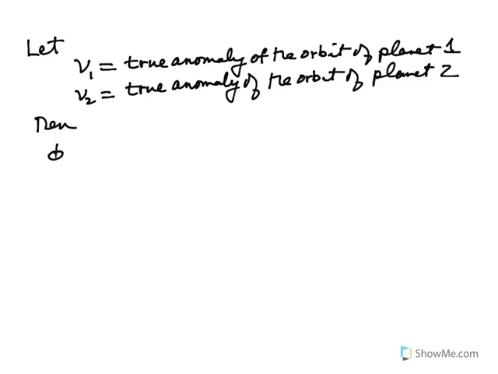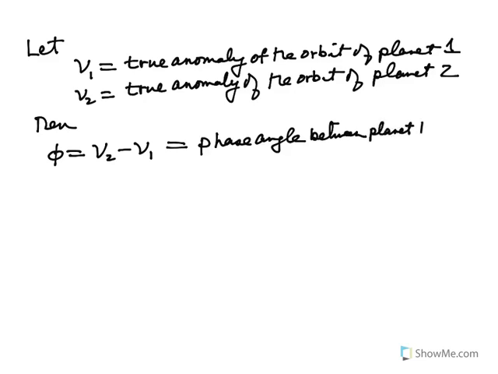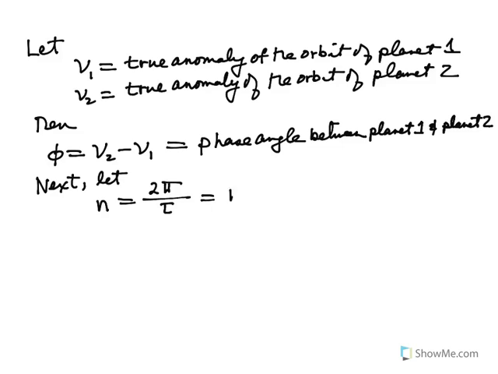So then phi is equal to nu2 minus nu1, which is defined as the phase angle between planet 1 and planet 2. Now, given that we've done that, we can get each of these true anomalies in terms of a quantity called the mean motion. So next, we're going to say let n equal 2 pi over tau equal the mean motion.